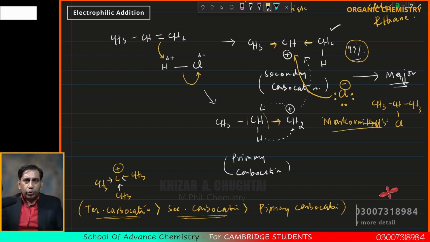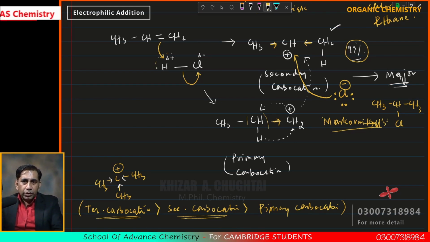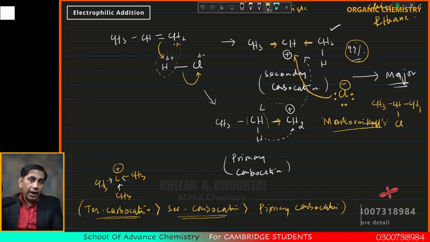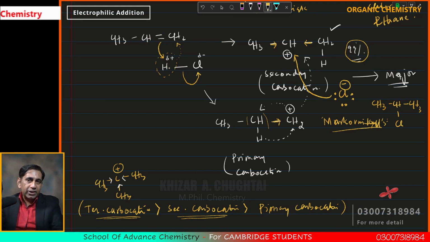In a shortcut way, I'm going to tell you this hydrogen, this positive part, is going to be added to that carbon that is already having more hydrogen. This partial positive hydrogen, when the double bond is broken, will go to that carbon that is already having more hydrogen. So it will snatch this hydrogen, and the product formed is said to be the major product.